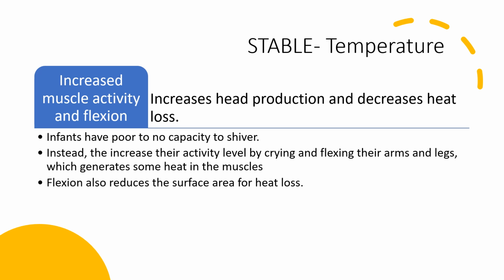Increase heat production and decrease body heat loss. Infants have poor or no capacity to shiver. Instead, in their activity, they'll cry or they'll flex their arms and legs. They don't actually shiver, but they can cry. They have very little muscle. They'll still grab on and hold on to things. I don't know how they can be as strong as that, but they don't have an ability to shiver, and so they'll try and flex.